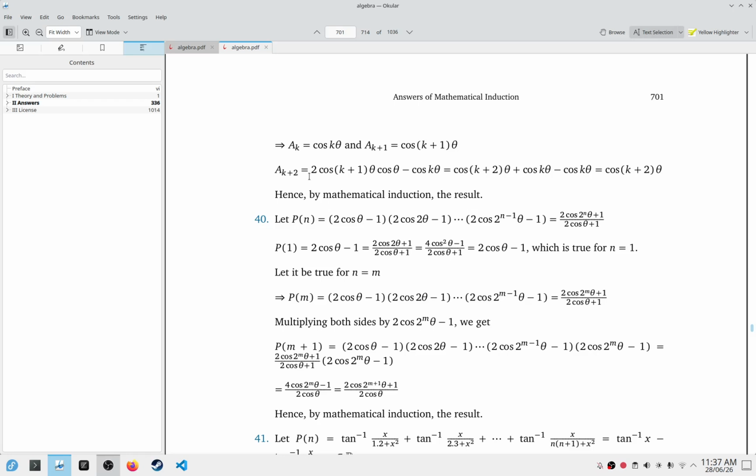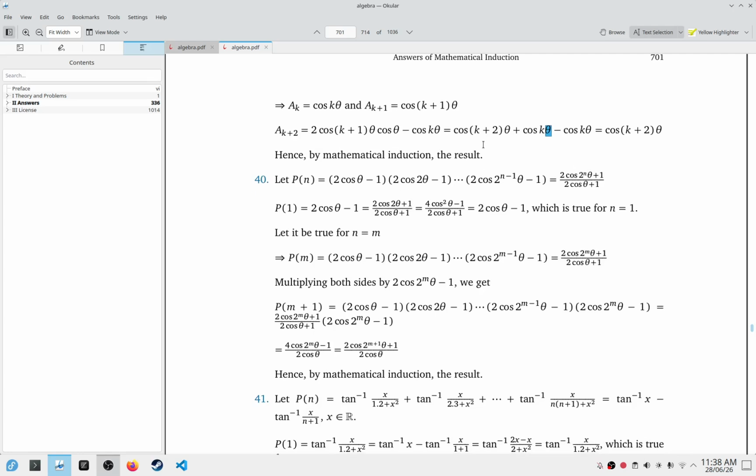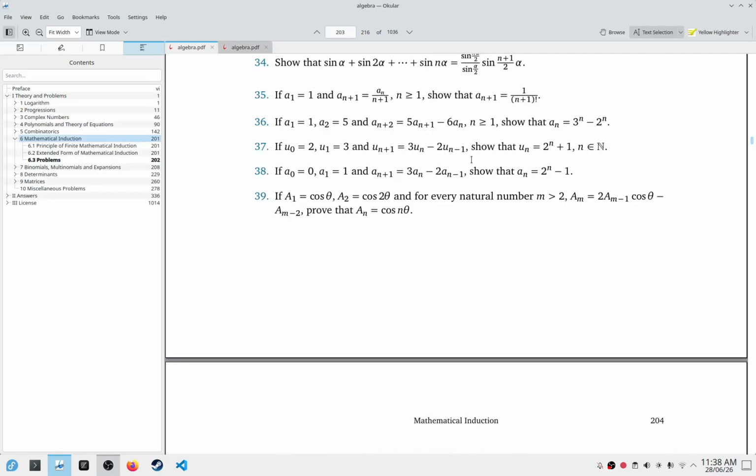So ak becomes cos k theta and ak plus 1 becomes cos of k plus 1 theta. And thus ak plus 2 will become 2 cos of k plus 1 theta times cos theta minus cos k theta. Then we write this as cos of k plus 2 theta plus cos k theta minus cos k theta, which is equal to cos of k plus 2 theta.